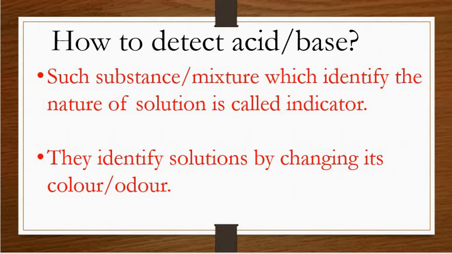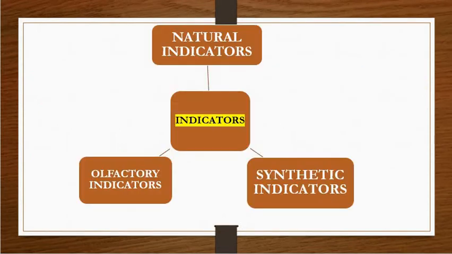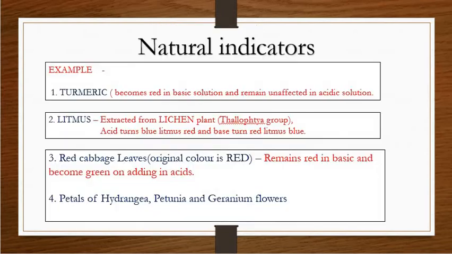Indicators are of three types. Number 1, natural indicator. Number 2, olfactory indicator. Number 3, synthetic indicator. Natural indicators are naturally occurring substances which act as indicators, identifying whether the given solution is acidic or basic.